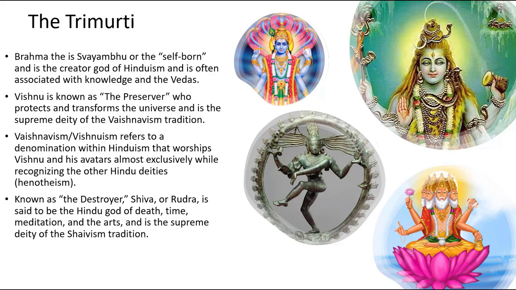Shiva is the Hindu god of death, as well as the god of time, meditation, and the arts, and is the supreme deity of the Hindu denomination, Shaivism. So Shaivism is this Hindu denomination that worships almost exclusively the god Shiva, and incorporates various yoga-oriented traditions. Shaivism is the second largest denomination within Hinduism, around 252 million followers, or 26% of all Hindus identify themselves as Shaivites. The traditions about Shiva are very complex because Shiva is a very complex deity.